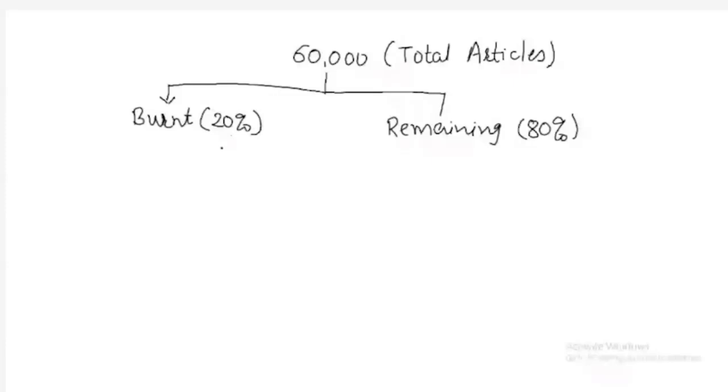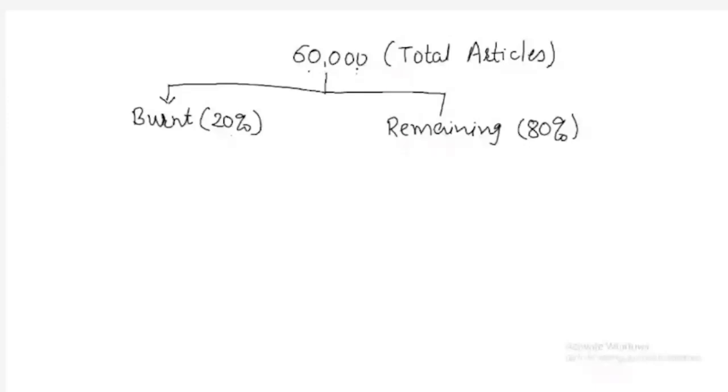Suppose I'm asking you now, suppose instead of this 20%, if here they have said 25%, then what remaining? Assume burnt is 25%. So remaining is 75%. You subtract this amount from 100. 100 minus 25, 75. In our sum, what they have said? How much is burnt? 20% is burnt. That means 80% is remaining.